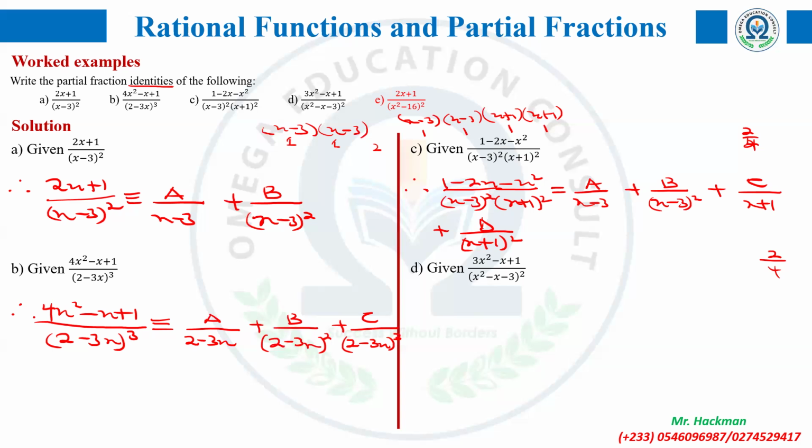Remember, I gave you the trick. How do you determine that a quadratic expression is factorable? B squared minus 4ac should be a perfect square. So if you are in doubt, you are looking for the factors and you are not getting them, and you want to confirm, use that.